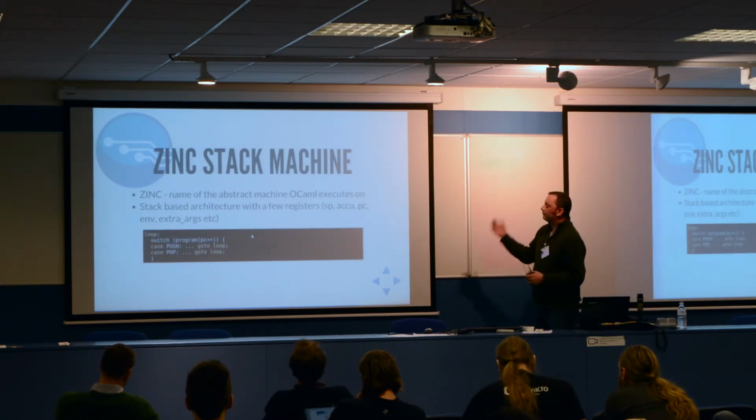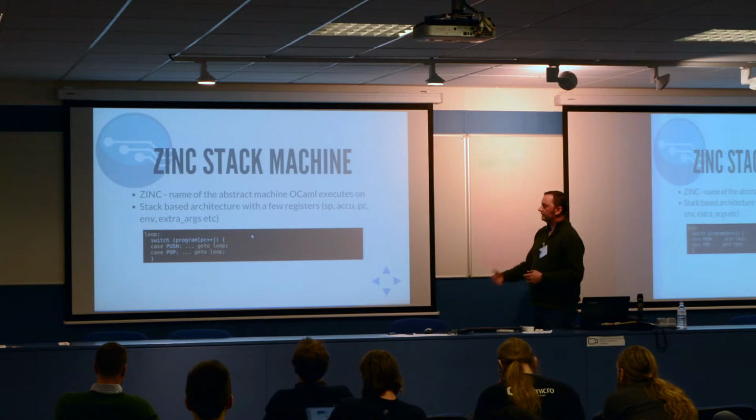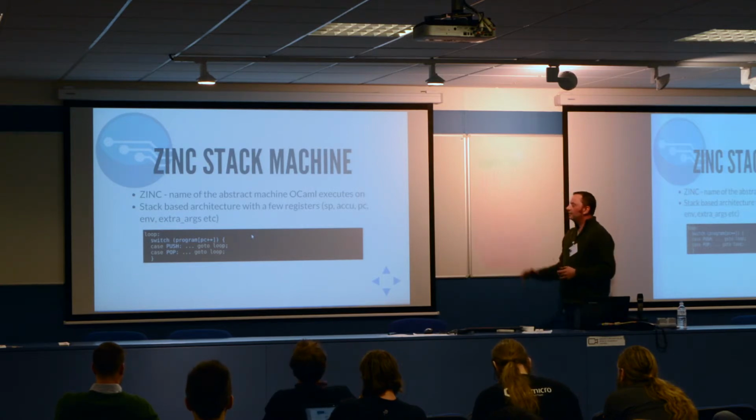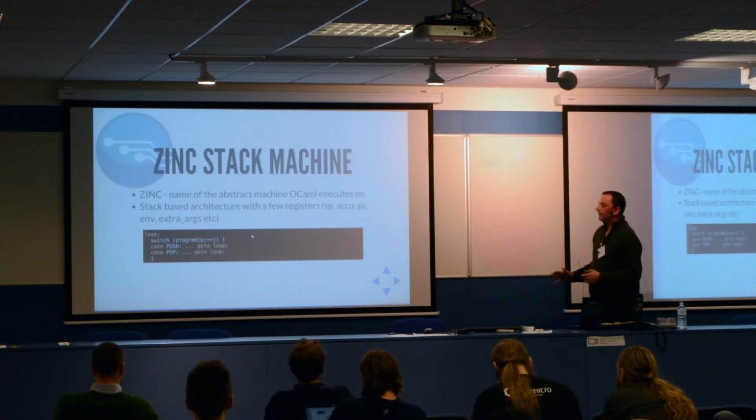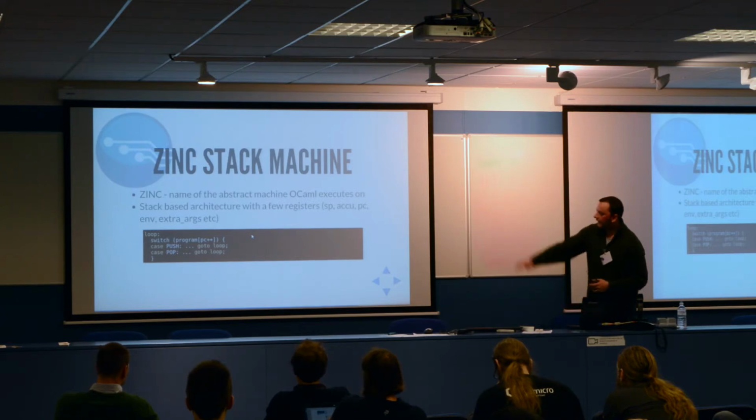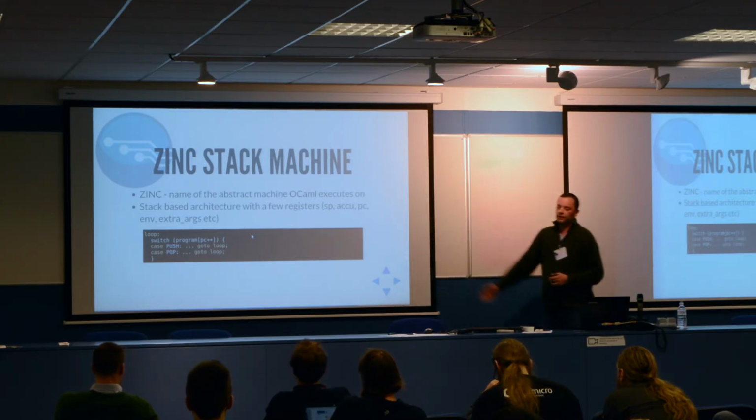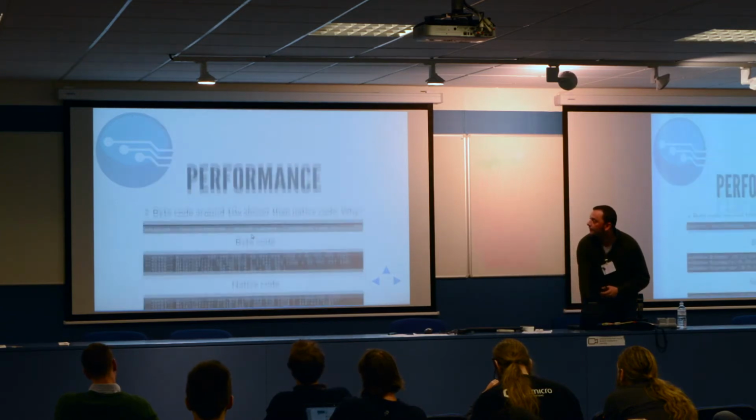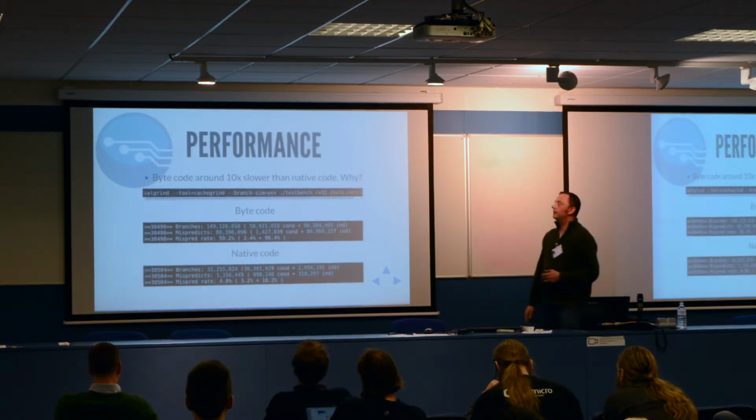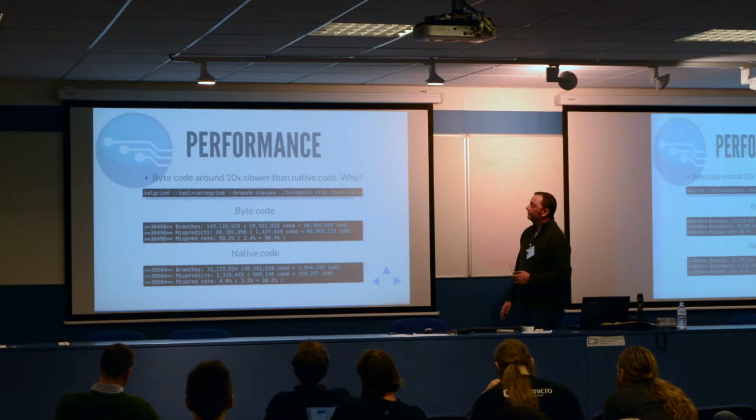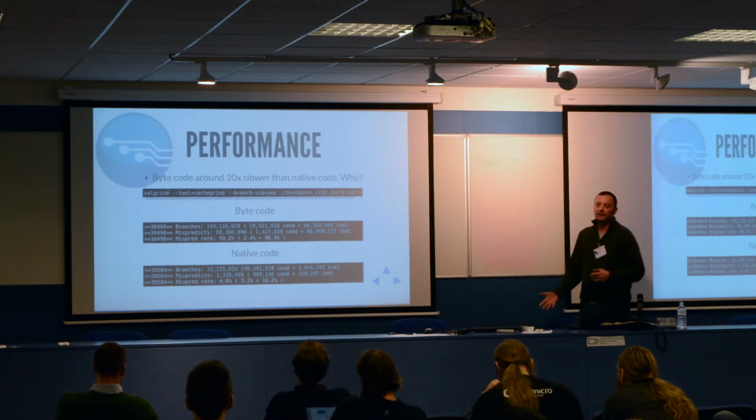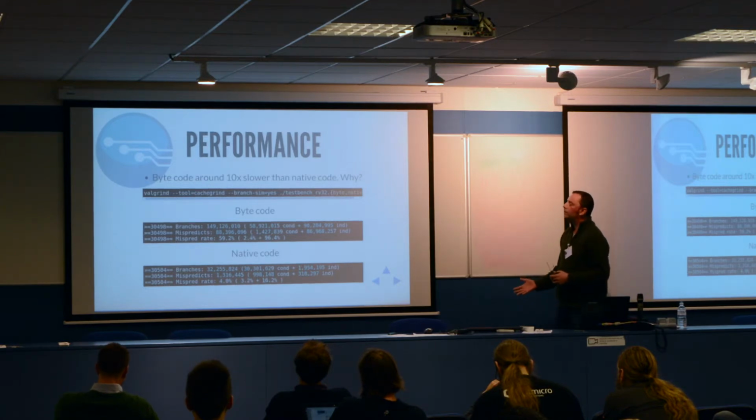ZINC is the name of the abstract machine that OCaml executes on. It's a stack-based architecture with, you could argue, between 6 and 8 registers in total. And it runs this kind of switch, dispatch, and loop to execute the program. So performance: bytecode is about 10 times slower than native code, rule of thumb. Why is that? Well, obviously there's an interpreter overhead, but I don't think that could account for it all.